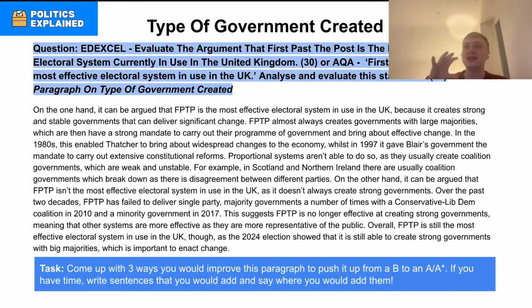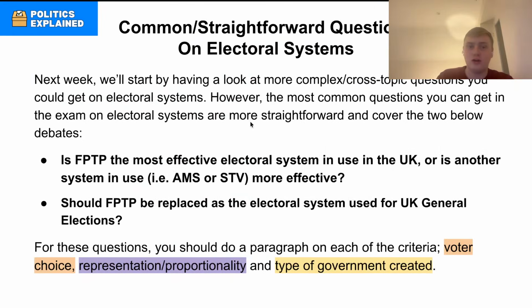But what we're going to have a look at now is some key tips on reaching that A-star in electoral systems questions. So next week, we will start by having a look at more complex cross-topic questions that you can get on electoral systems. However, the most common questions you can get are more straightforward and cover the 2 below debates. Is first past the post the most effective electoral system in the UK, or is another system more effective? Obviously, it won't be phrased exactly like this, but that's the key debate. And should first past the post be replaced as the electoral system used for UK general elections? And that's replaced with one of these more proportional systems effectively.